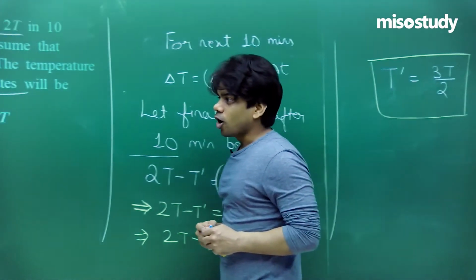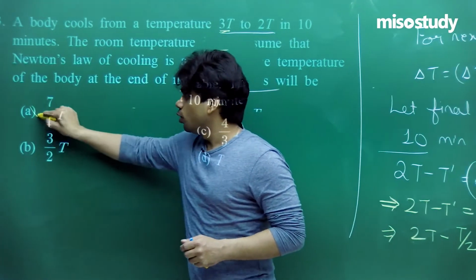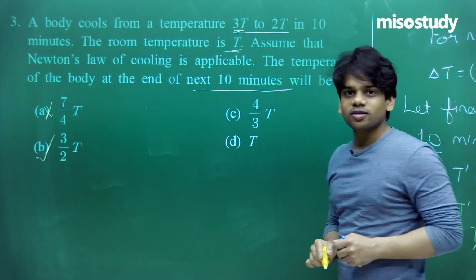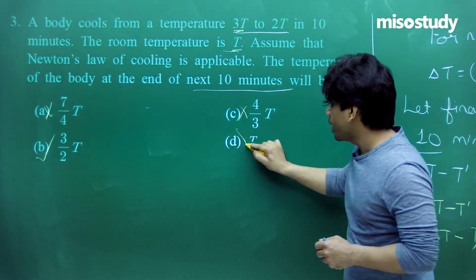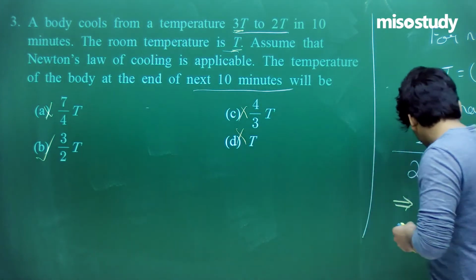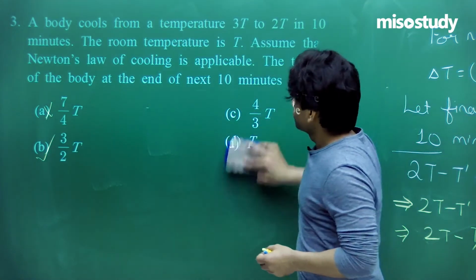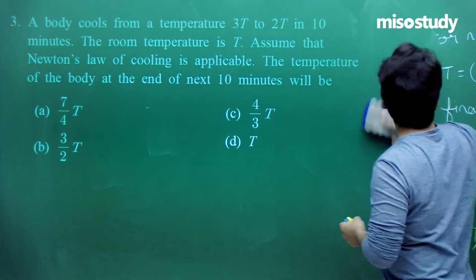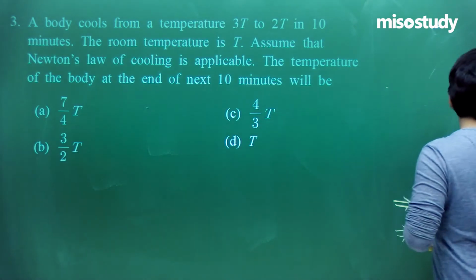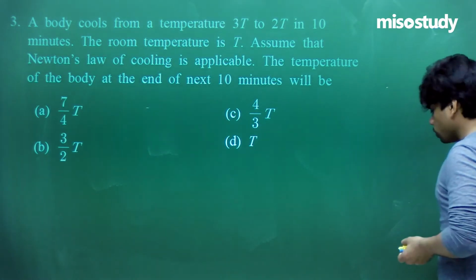Let's go ahead and check the options. Option A is 7 by 4 T, no. B is 3 by 2 T. That's the answer we have got. C is 4 by 3 T and D is T. No, these are not the answer. Let's go ahead with the next question, the next question of the session. Let me just wipe this board.